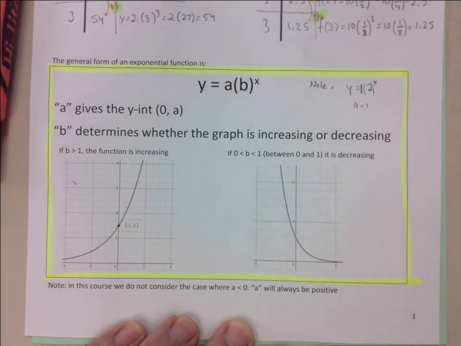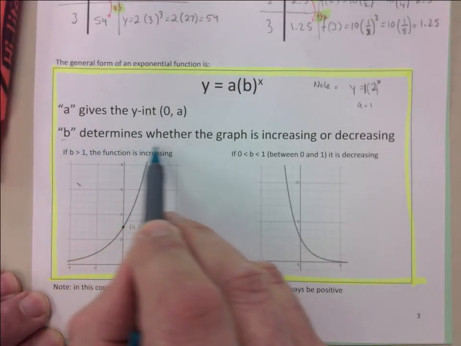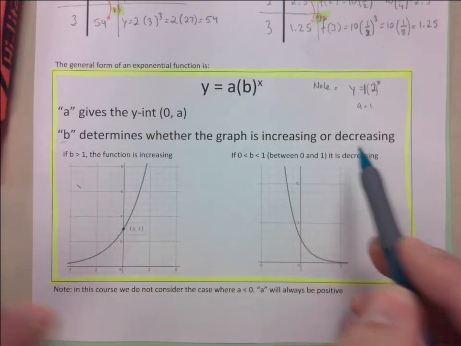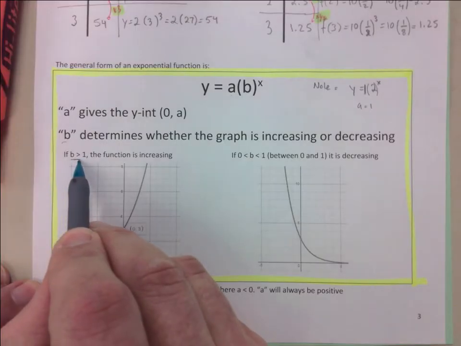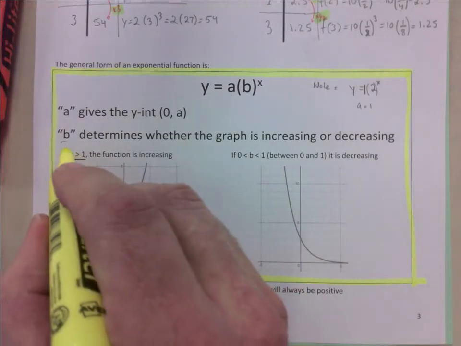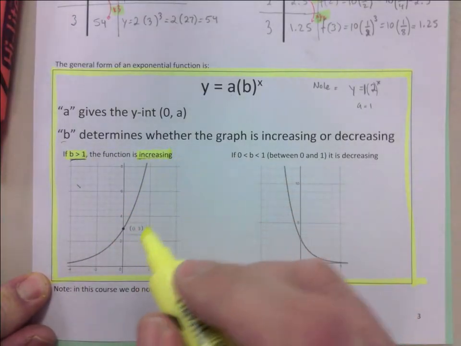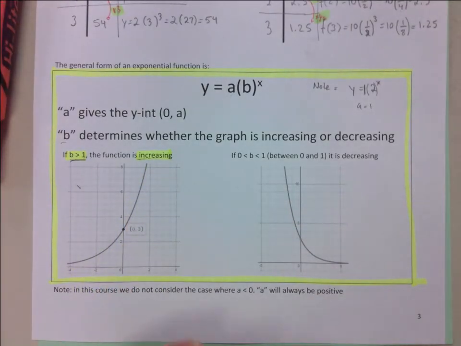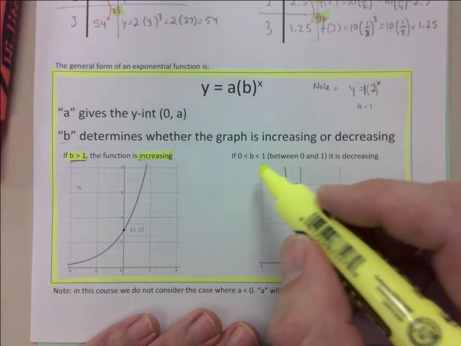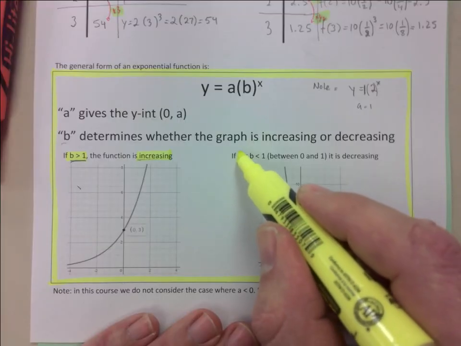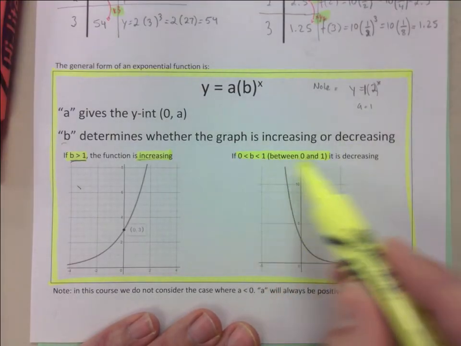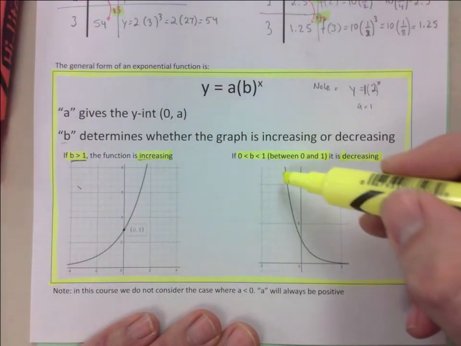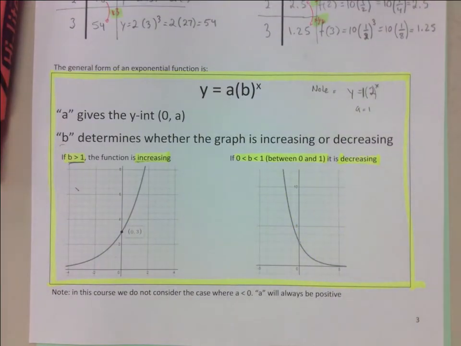Okay? b determines whether the graph is increasing or decreasing. So this number increasing or decreasing, and this is how we know. If b is greater than 1, okay, if b is greater than 1, you will have an increasing function. From left to right, it's going to go up. Okay? And this is the one that students don't like this notation for whatever reason, but you just have to say, if b is between 0 and 1, it will be decreasing from left to right. Okay. It will be decreasing.